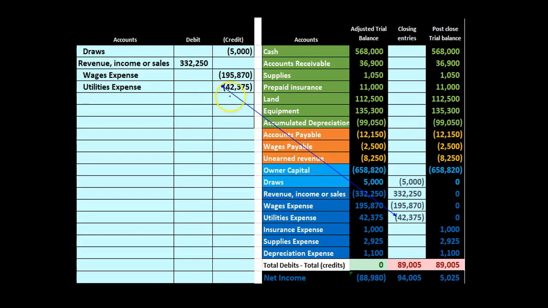We're going to do the opposite thing to it in order to make it go down. Therefore, we're going to credit utilities expense. So here's utilities expense. We're going to post it here, and that's going to credit it, bringing the balance down to 0. Just building our journal entry.